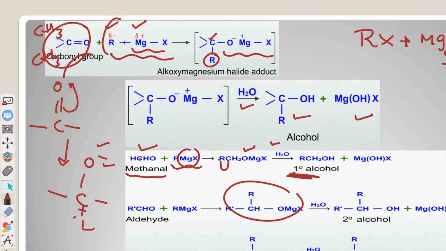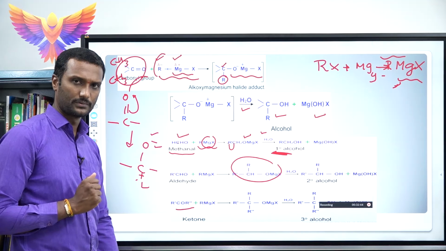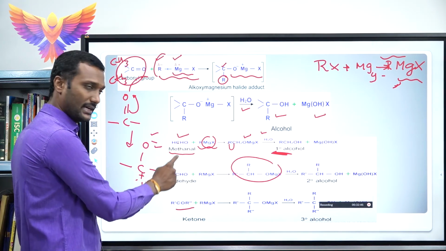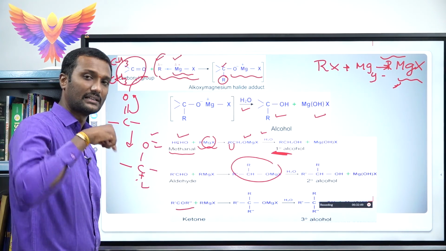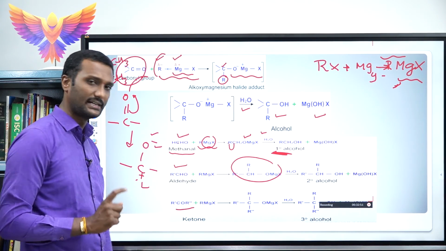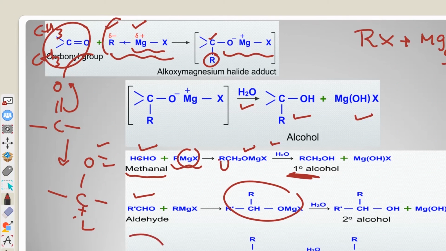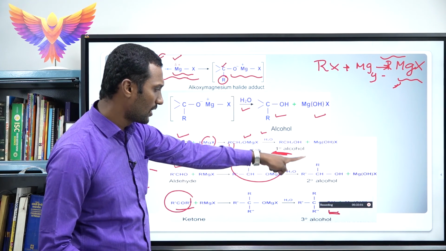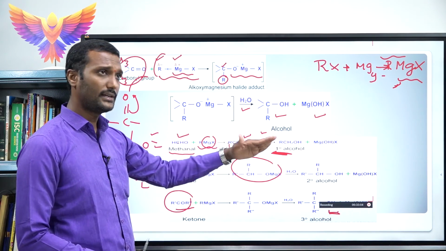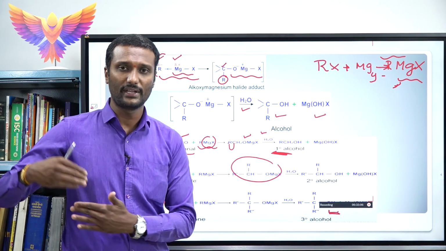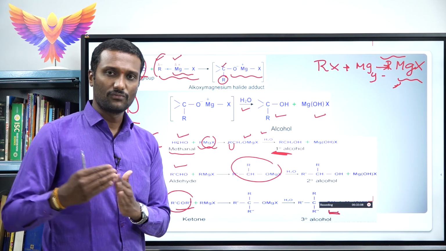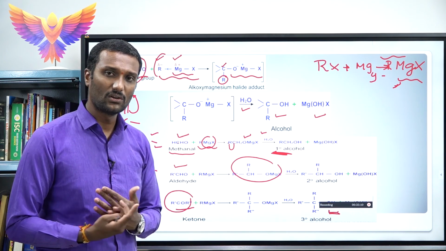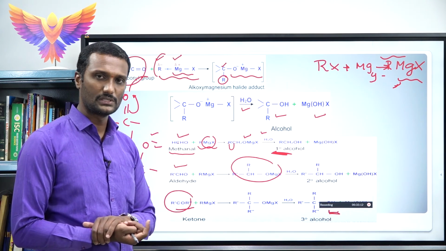Now the third one is when you take the ketone group. We have taken aldehydes: the first one is formaldehyde. Other than formaldehyde, you will get a secondary alcohol. But if you take the ketone group, the ketone is the only one which gives us a 3 degree alcohol. So now the question they will ask is what type of alcohol is obtained when you take the aldehydes, that is formaldehyde, ethanal, and ketone. So it is important.